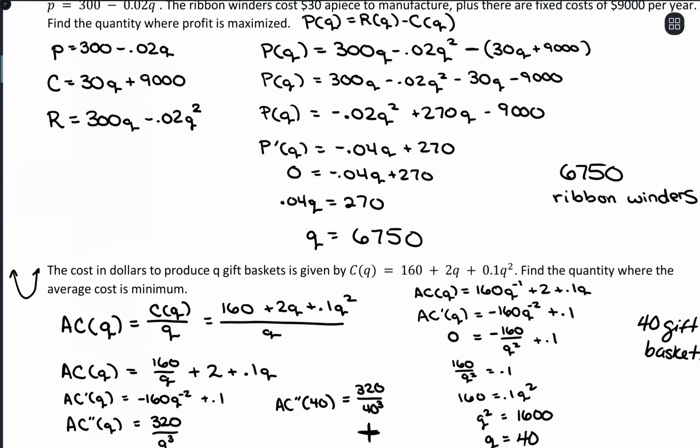So if we can't visualize it based on the type of function, you can always take the second derivative and plug in that minimum or maximum value you're finding and evaluate that second derivative.